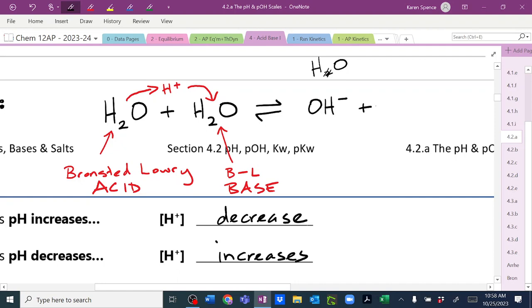And now we have our other water. It's H2O, and it accepts a proton. What is it going to become? Yeah, we now have 3 H's and an O, and we gained an H plus, so it will be positive. Do you remember the name of the H3O plus ion? That is the hydronium ion.